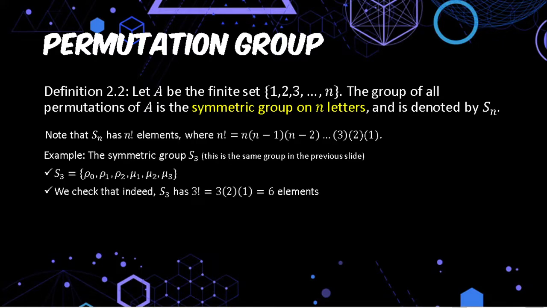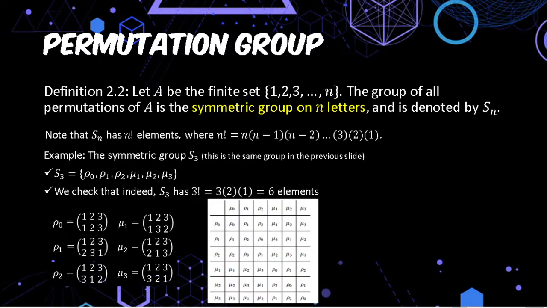What do we have here? Our notation is S sub n. The number of elements is n factorial, as we have shown. So we provided an example before. The symmetric group S sub 3, that's a set. The set that we are dealing with is composed of 3 elements. That's why the symmetric group S3 has 6 elements.